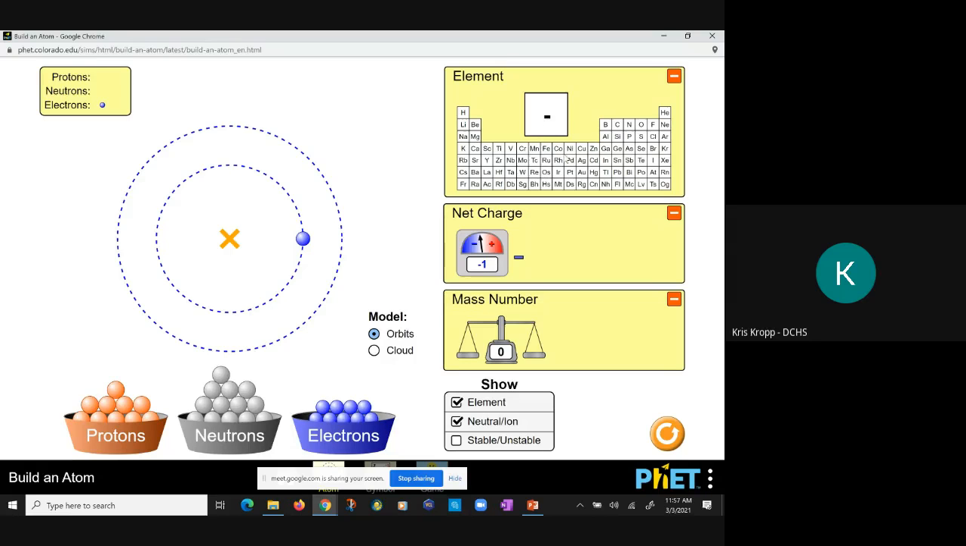Electron isn't contributing anything to the element symbol. Notice there's no name or anything here. But it does have a negative charge. So an electron's charge is negative. And take a look down here. Mass is 0. The mass of the electron is so much smaller than the mass of protons and neutrons, it's like it doesn't even matter.